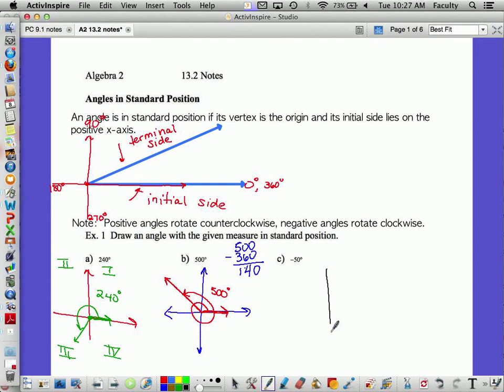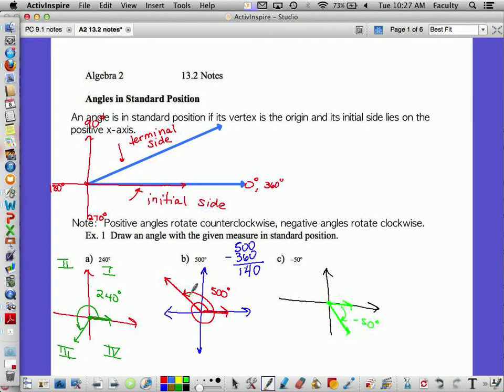Then let's do letter C, negative 50 degrees. So here's my angle starting on the positive x-axis. Now I'm going to go clockwise this time. And it's negative 50 degrees. I also want you to notice that I draw an arrow with my arc because that's indicating the direction. Okay, angles have a direction that you rotate.